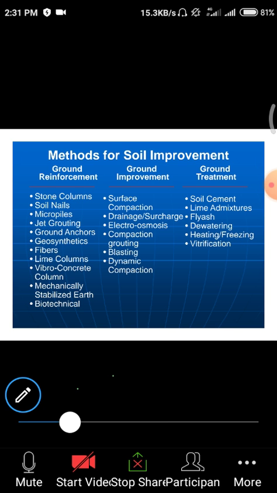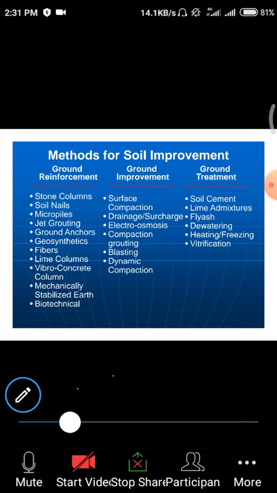Next one is dynamic compaction. For this dynamic compaction we will use sheep foot rollers. Sheep foot rollers are a different kind of roller compared to normal ones. Those are used for dynamic compaction. While the vehicle is moving in a particular direction, we will face some waves coming from the soil. Those things we will observe at a particular site.